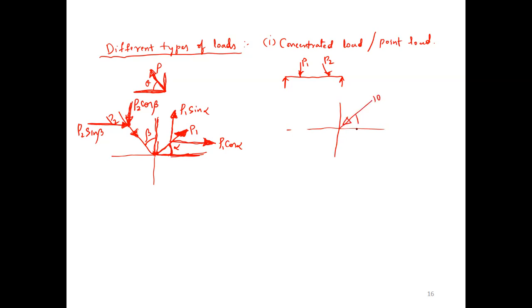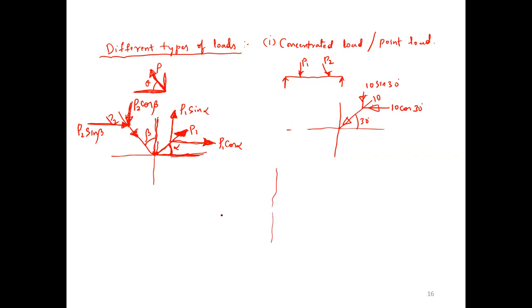Say I will give 10 and 30 degrees. What is the horizontal component and vertical component? See, for the horizontal component, first the direction: acting towards, so represent towards. And now tell me, horizontal is how much value? 10 cos 30. This is 10 cos 30, and this is 10 sin 30.